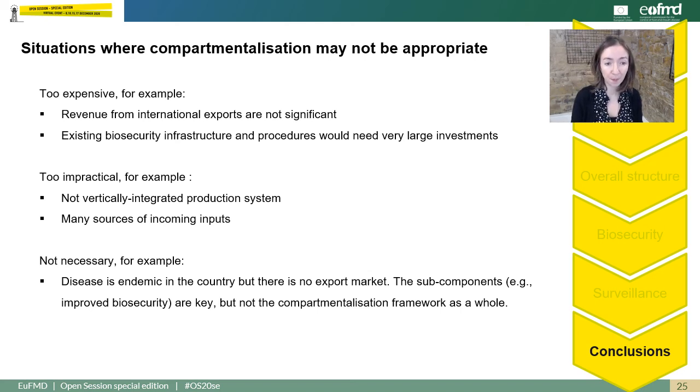Based on these few examples, there are some situations where compartmentalization might not be the most appropriate tool to ensure business continuity. For example, it can be quite expensive to develop a compartment, depending on the existing infrastructure. If the cost of implementation exceeds the revenue from international exports, maybe other tools will be more appropriate. Similarly, if the production system is not vertically integrated and/or if there are many sources of inputs impossible to control, implementing a compartment becomes quickly impractical. It might also not be necessary to implement a compartment when there are no export markets. Improving biosecurity or surveillance will always be useful, but not the compartmentalization framework as a whole.